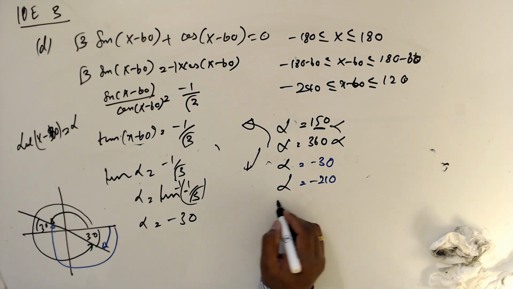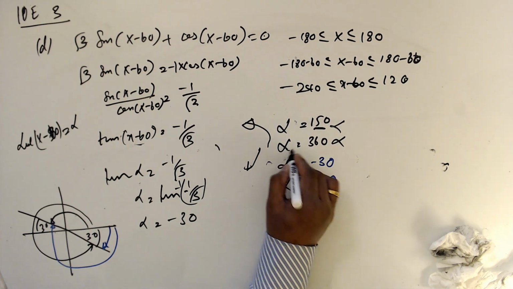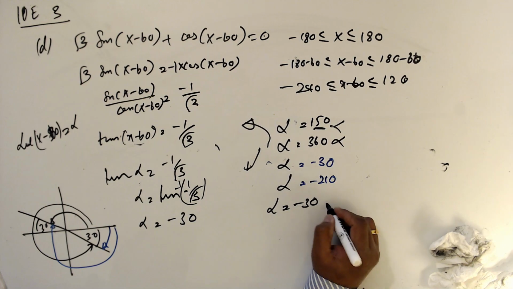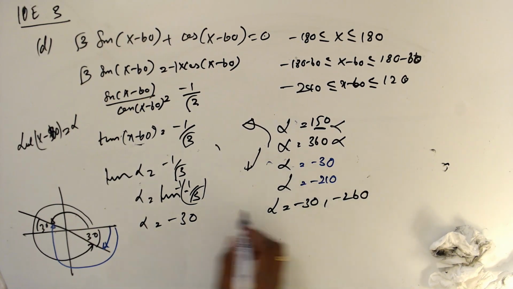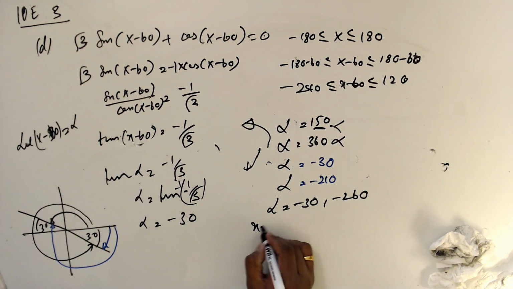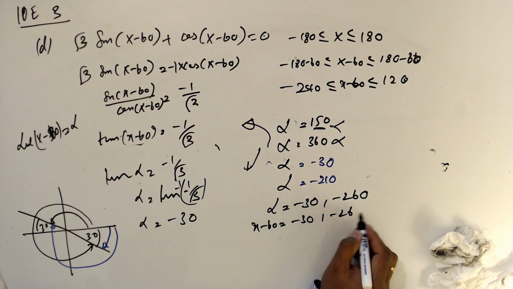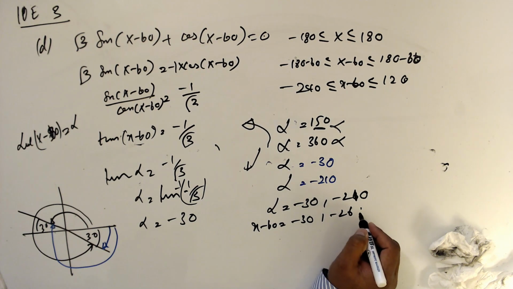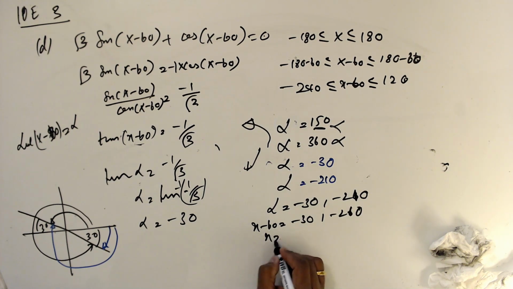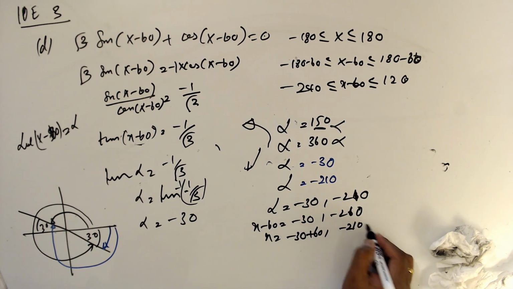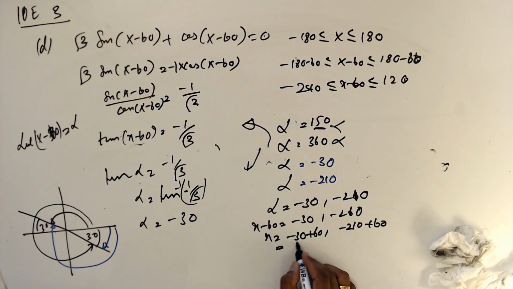So alpha has two answers there, −30 and −210. Alpha means x − 60, so x − 60 equals −30 and −210. Now x equals −30 + 60 and −210 + 60. So this is plus 30 and this is minus 150.